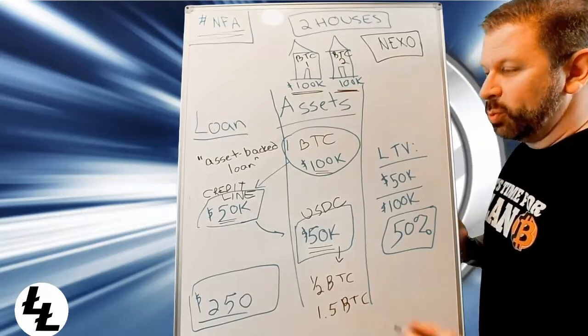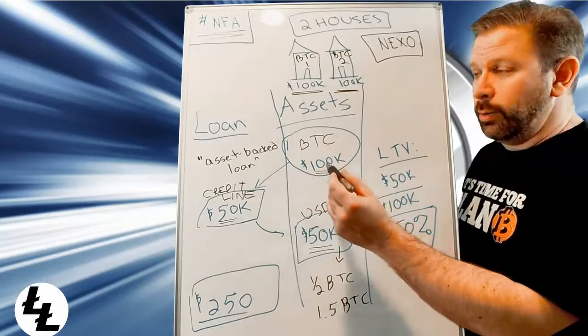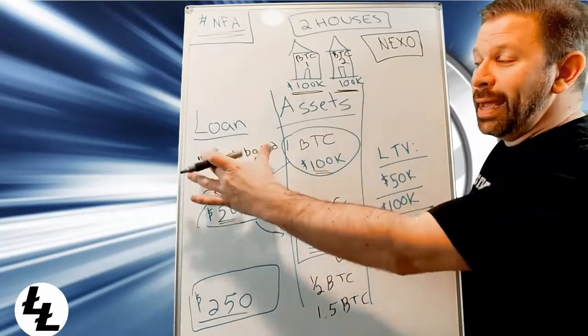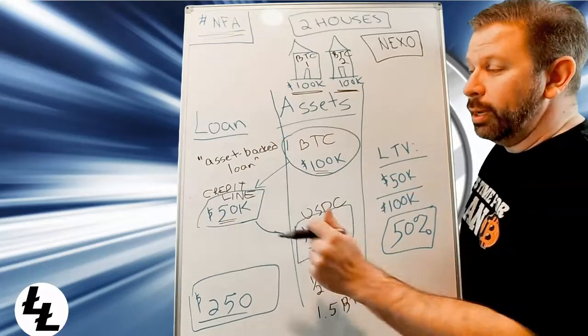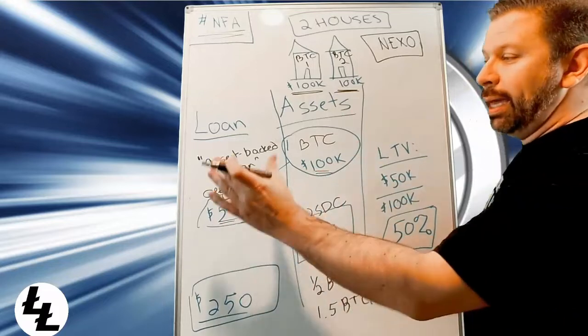Let me explain the steps one last time here. I have 100,000. I deposit it on NEXO. They give me instantly the ability to make an asset-backed loan by hitting the borrow button, because they give me a credit line for 50% of the value of Bitcoin. I hit the borrow button.